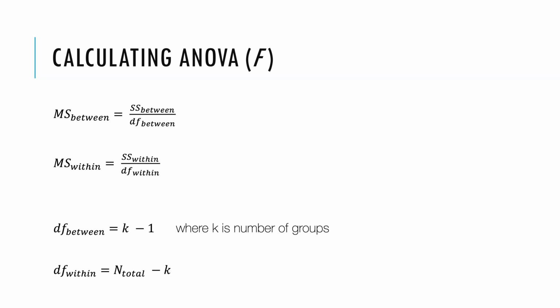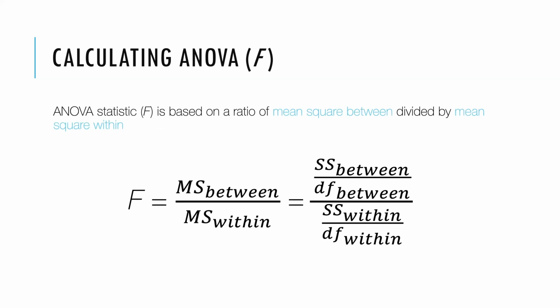So we have MS between and MS within, and we can take that information, and now because we've adjusted for these outlandish huge sum of squares numbers, we can now create a measure of variation between or within, which is the F statistic. The F statistic is MS between over MS within, which is also SS between over df between, all over SS within over df within.